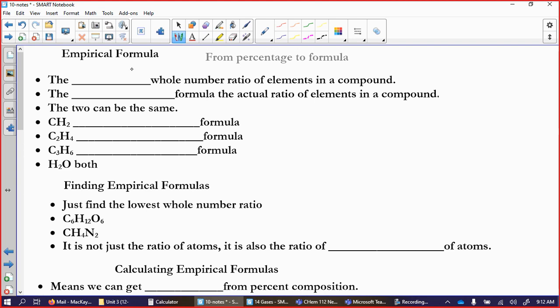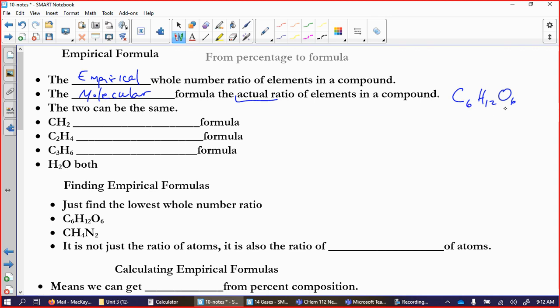So we have empirical formula. Empirical formula is a whole number ratio of elements in a compound. It's not what we deal with a lot. The molecular formula is the actual number. So C6H12O6 is an example. That's a molecular formula because it tells the actual ratio, 6 to 12 to 6.